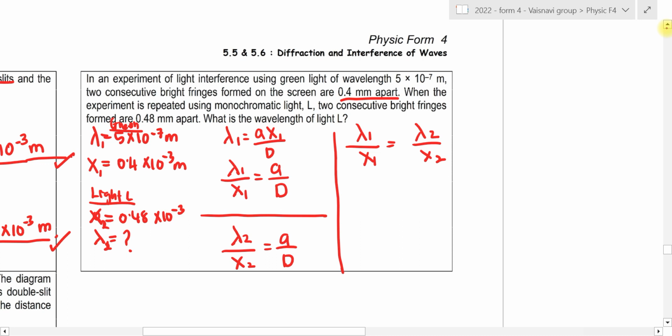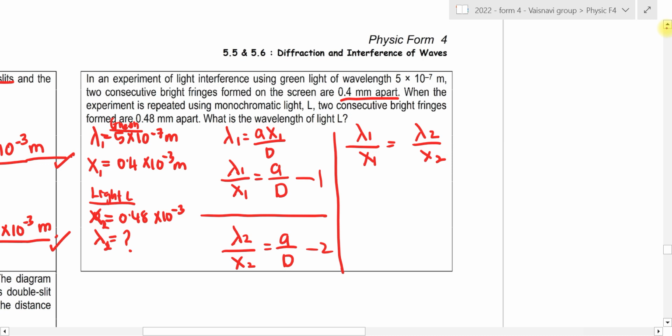You need to think in this way. Okay? Dia ubah lambda dengan X saja. Sebab tu kita ada lambda 1, lambda 2, X1, X2. A dengan D dia tak berubah. Jadi dia A dengan D constant saja. Jadi kita like equation 1, equation 2 lah. In other words, it's a simultaneous equation.